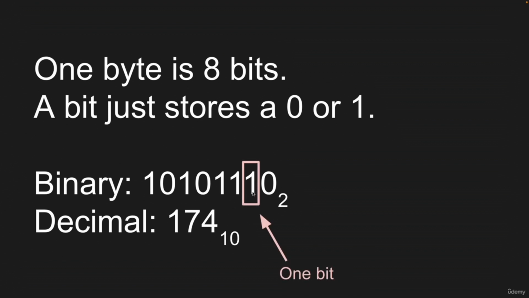Here's an example of a bit. This is 1 bit, so a bit just stores a 0 or 1, and it goes throughout the whole binary number. And this is a byte because there's 8 bits. So like 1, 2, 3, 4, 5, 6, 7, 8. As you see, if you count each digit of the binary number, it has a total of 8 digits. And each digit of a binary number is pretty much a bit. So there's 8 digits, 8 bits.